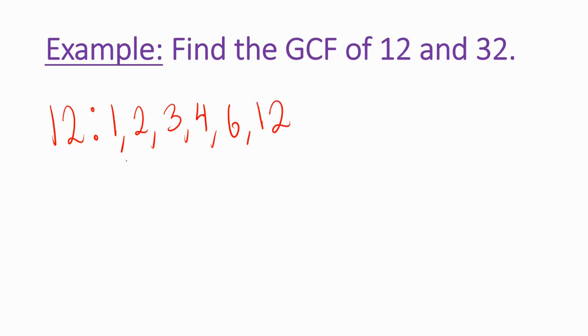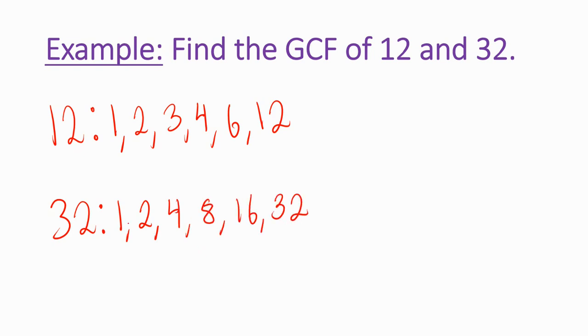Okay, here's my factors of 12, right? So I could do 1 times 12, I could do 2 times 6, I could do 3 times 4. And here are my factors of 32. So I can do 1 times 32, I can do 2 times 16, or I can do 4 times 8. Okay, so it wants the greatest, the biggest common, that means they both have it, factor. So what's the biggest number that is on both of these lists?